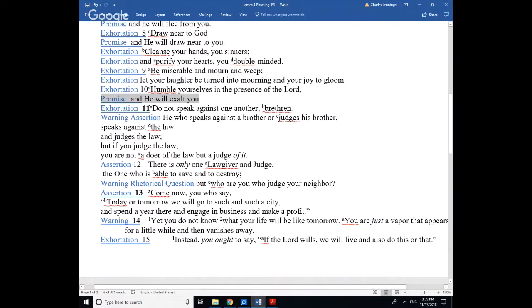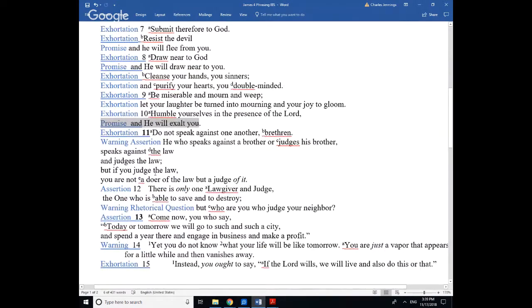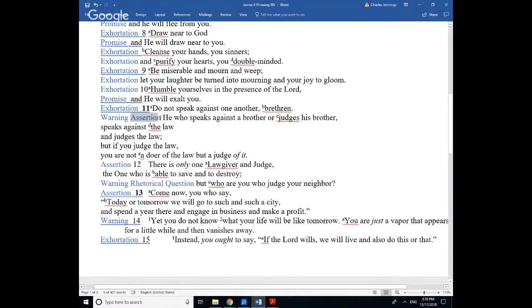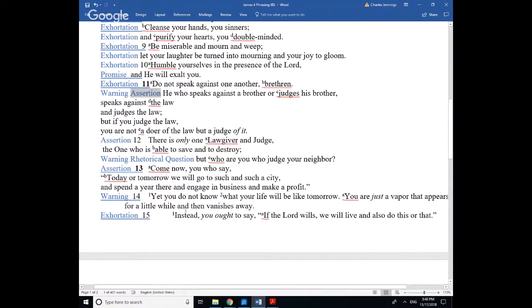Exhortation begins: "Do not speak against one another, brethren." Okay, now this section right here starts functioning more like a warning by assertion. Assertion is whenever you say that something is or is like or whatever. So, "He who speaks against a brother or judges his brother speaks against the law and judges the law. But if you judge the law, you are not a doer of the law, but a judge of it." Okay. So continuing, here's an assertion: "There is only one lawgiver and judge, the one who is able to save and to destroy." Again, the warning continues with a rhetorical question here: "But who are you to judge your neighbor?"